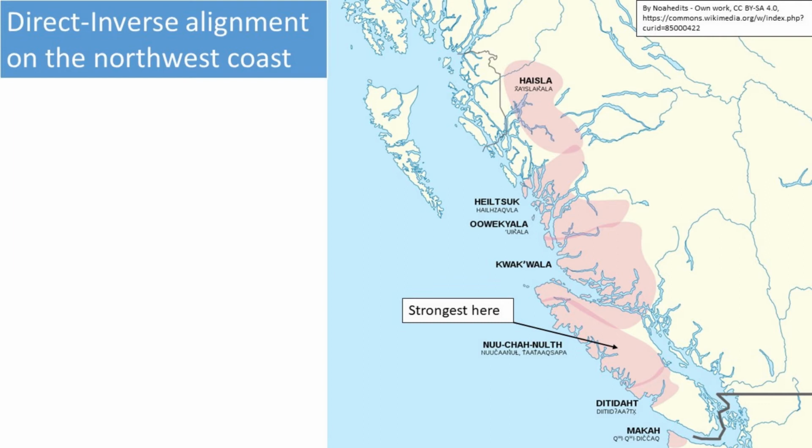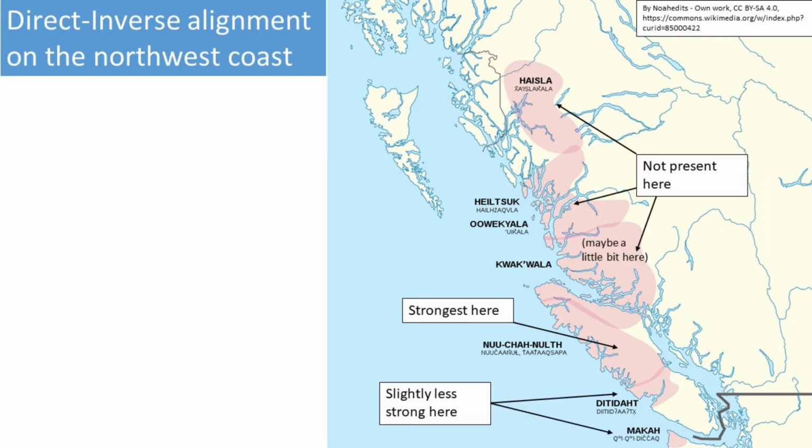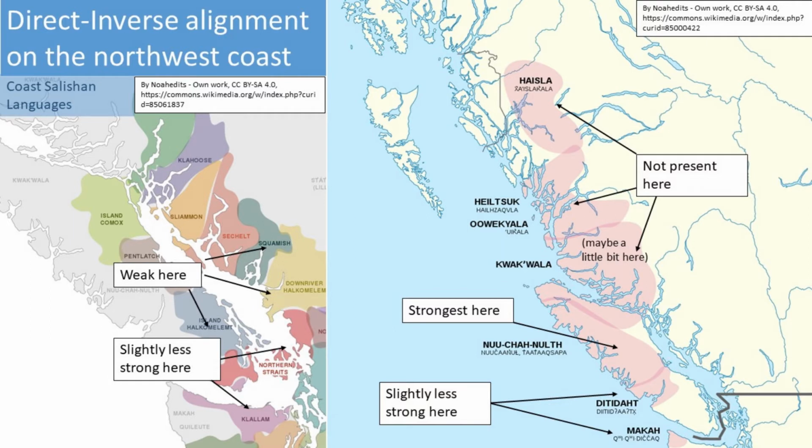I think the most interesting thing about this system, though, isn't really the system itself, it's more how it's spread into the surrounding languages. Here's the thing, direct inverse alignment isn't really a feature of the Wakashan language family. It's found quite strongly in Nu-chah-nulth, and to some extent in Didadat and Maka, but not really in the other languages of the family. But it's not just the Wakashan languages where this feature is kinda patchy. It's found in a few Coast Salishan languages and in Quileute, one of the two Chimakuan languages, all located around the southern half of Vancouver Island.